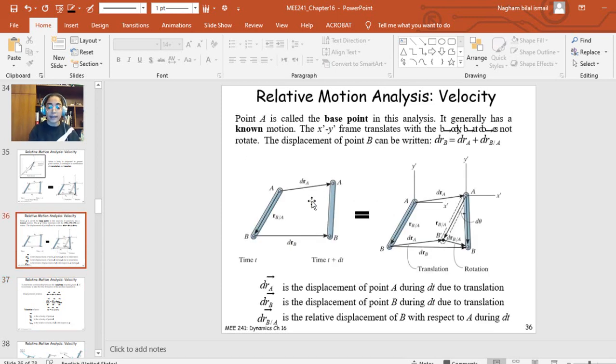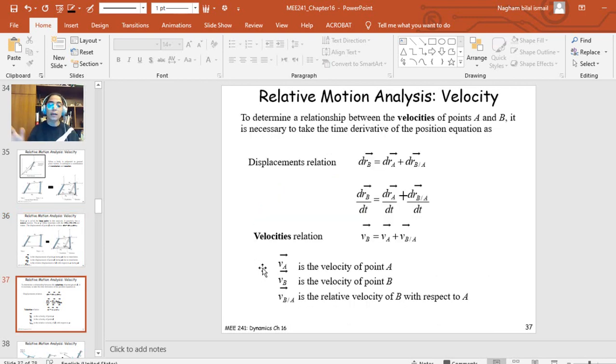So I know, in fact, that RA is the position vector for point A, RB is the position vector for point B, and RB with respect to A is in fact AB. So it's the position vector of B with respect to A. So I know, guys, that dRA will be the displacement of point A, and this will occur due to translation. dRB will be the displacement of point B, and this will also occur due to translation. But dRB with respect to A, the change of AB in direction, will be, of course, because of the rotation of B with respect to A.